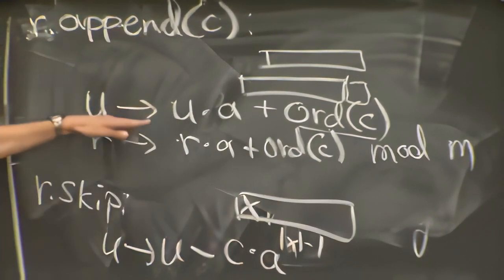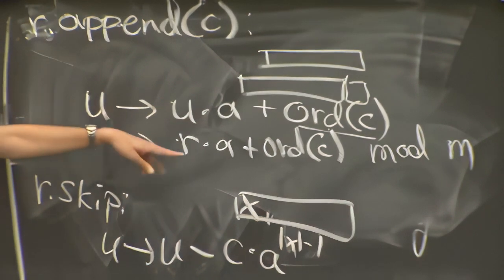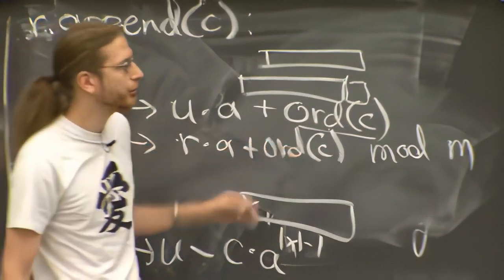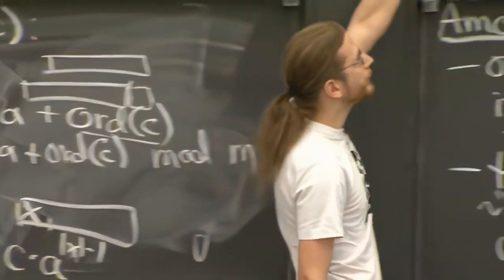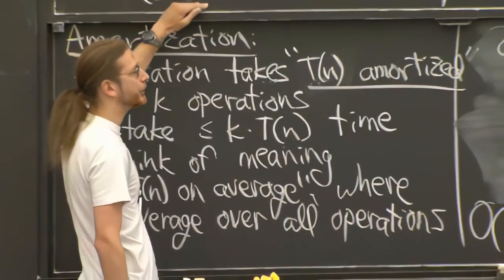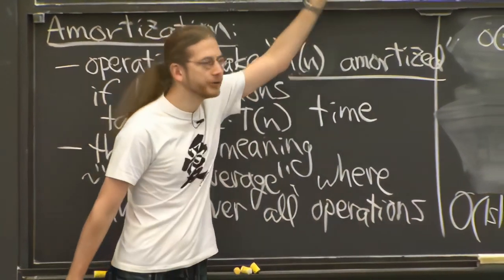And then it can do these in constant number of operations, just compute everything modulo m, one multiplication, one addition. You can do append and skip, and then you have the hash value instantly. It's just stored, and then you can make all this work.